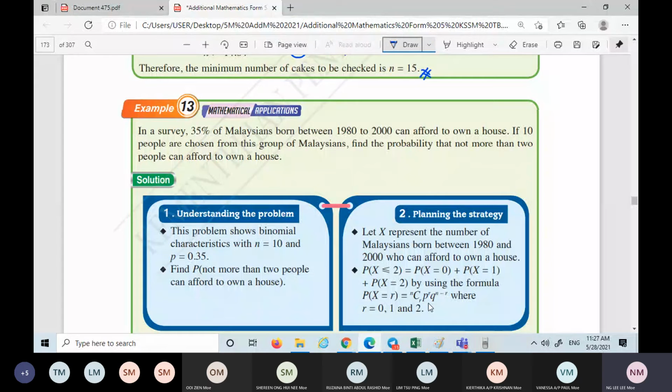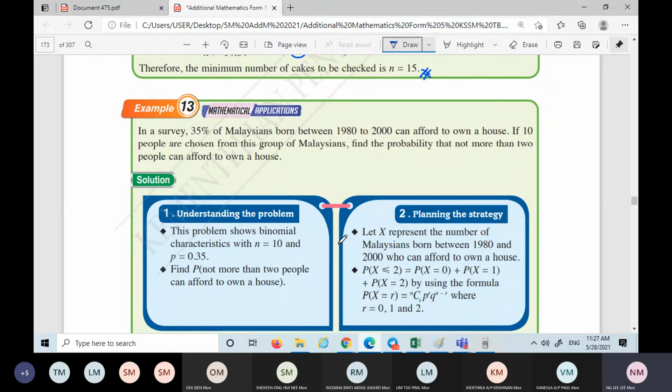Okay, in a survey, 35% of Malaysians born between 1980 to 2000 can afford to own a house. I'm not in this range, I was born earlier than this, so I'm not in this survey. If 10 people are chosen from this group of Malaysians, find the probability that not more than 2 people can afford to own a house.